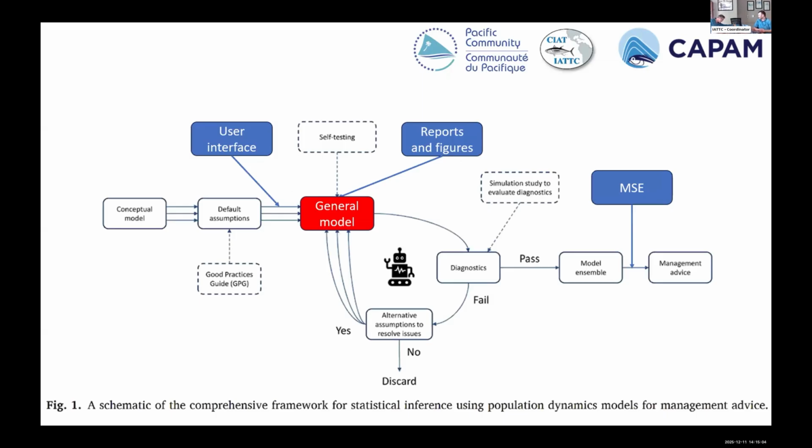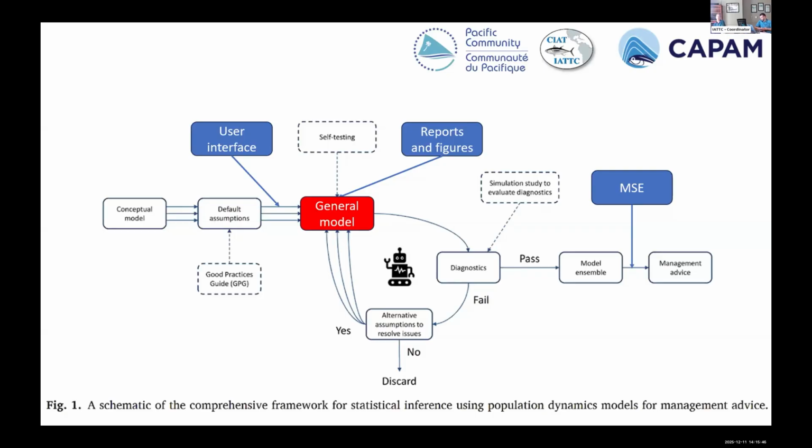I think Mark should talk over this one. This is a diagram that he knows. Okay, yeah, so this is just the diagram from a paper I published a year or so ago in Ecological Modelling. But it outlines the whole process of going from the conceptual model through to management advice and all the different components. And you can see there that the general model is that reddy orange part in the middle, which is really just one component of the whole ecosystem of creating a stock assessment model.